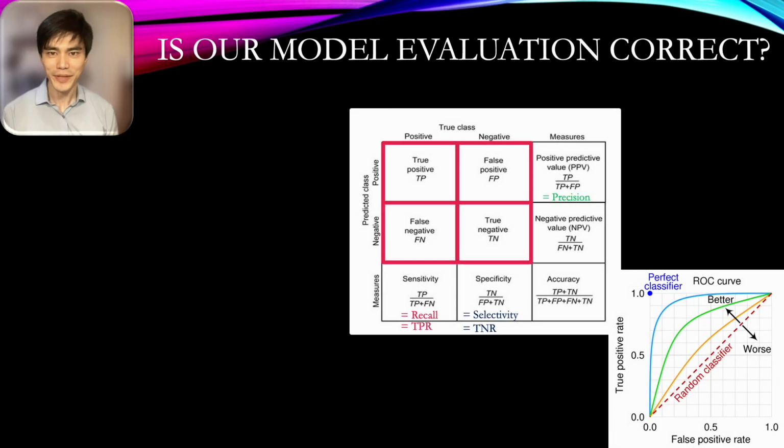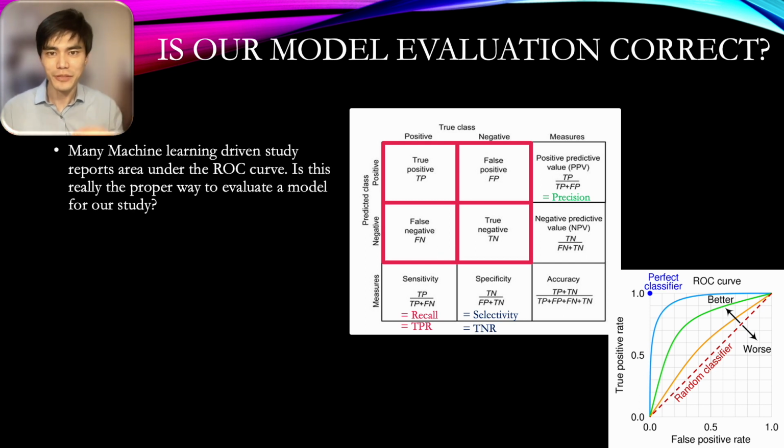All right, so we made our model. We picked the best model in terms of receiver operator curve. But we need to think about if receiver operator curve or area under the receiver operator curve is the best way to evaluate our model. When you look at many machine learning model papers, they do use receiver operator curve, and it's not the wrong thing to do, but you have to bring it back to your own study and make sure that ROC is indeed the best way to evaluate your model.